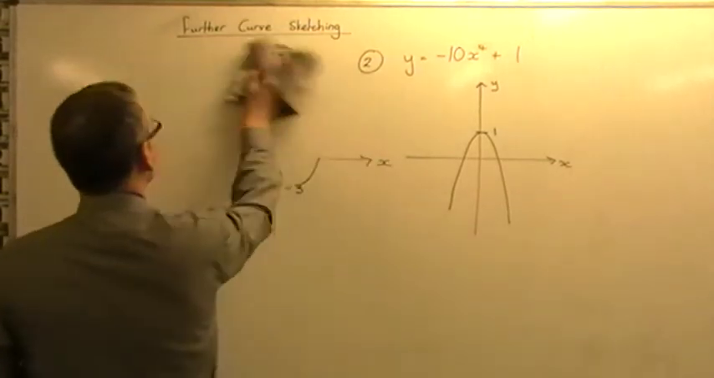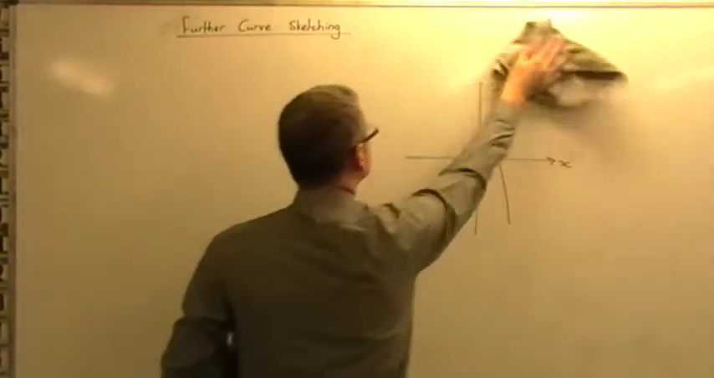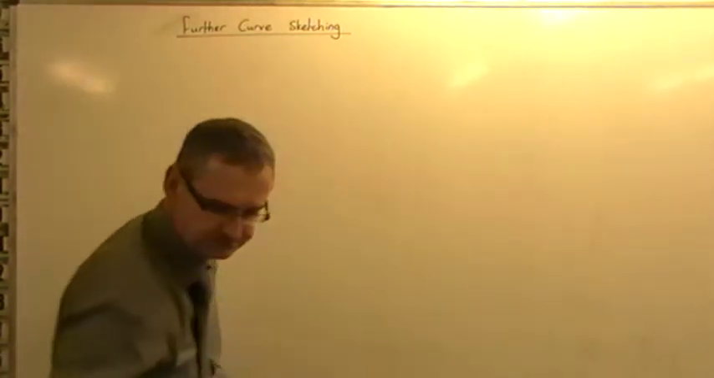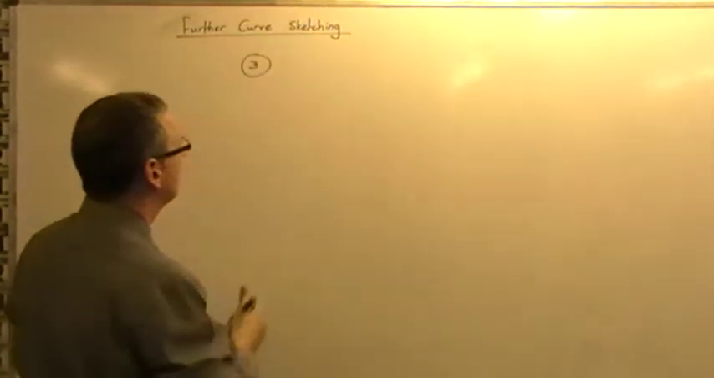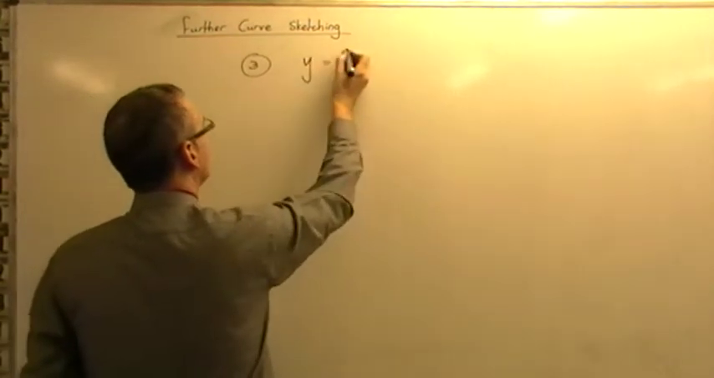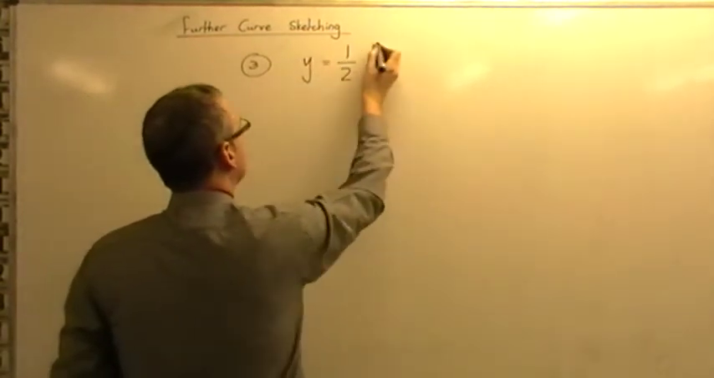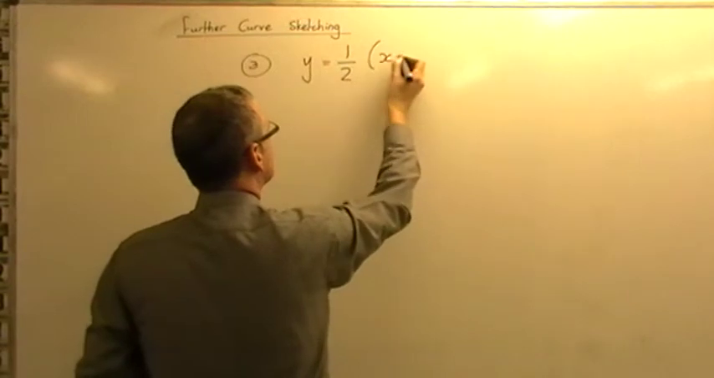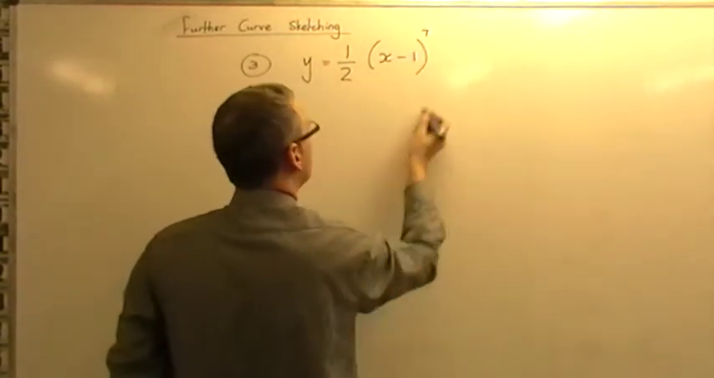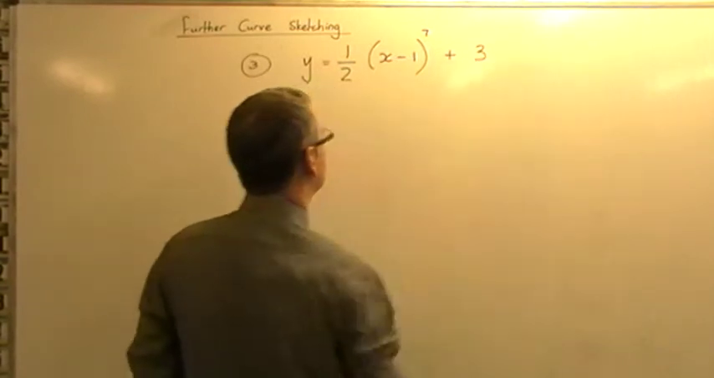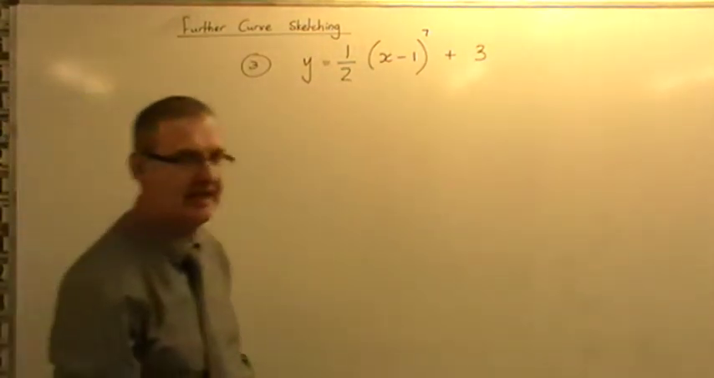Okay, so example number 3. Here we go. I'll do an even bigger picture for number 3 so you can see it clearly. How about y equals a half, and then I'm going to put x minus 1 in a bracket to the power 7, and then I'm going to say plus 3 on the end. So I've got to sketch that.